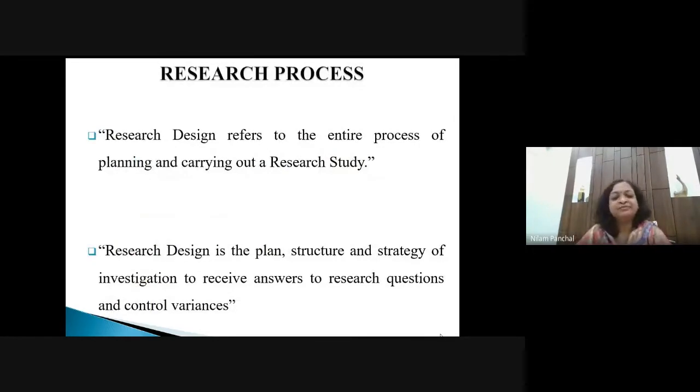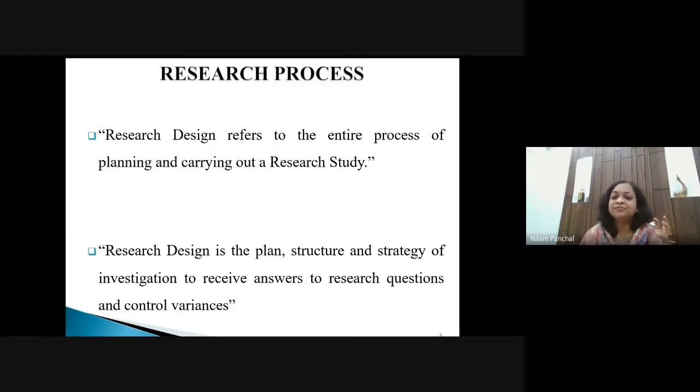So friends, when you come across the research process as a researcher, of course your mentors and your guide will be talking about research design. So what is research design? Research design refers to the entire process of planning and carrying out a research study. Say, for example, I want to study the impact of mergers and acquisitions on the performance of the bank. What would I do? I would try to collect the data before merger and after merger, right?